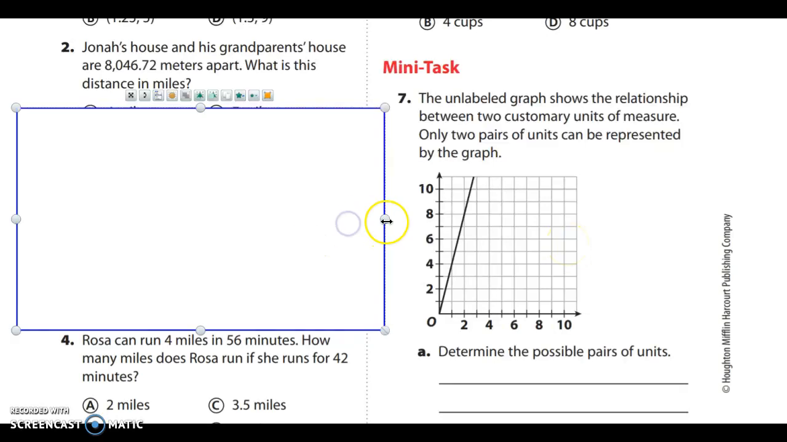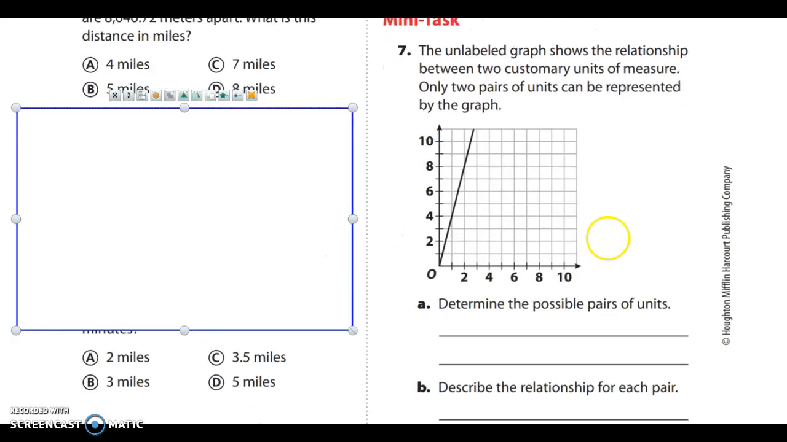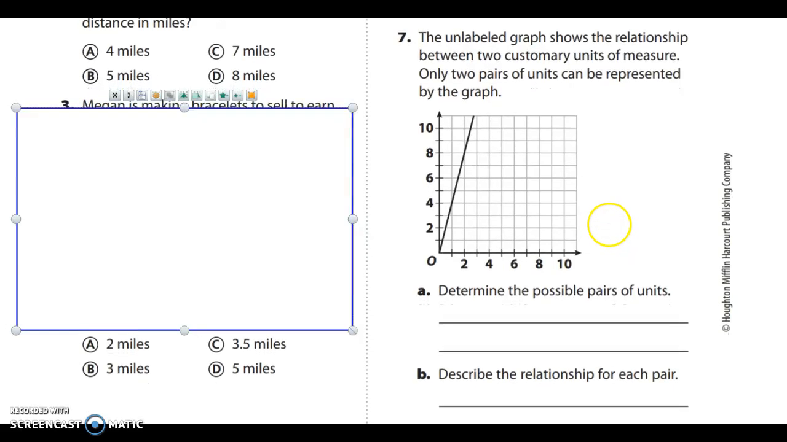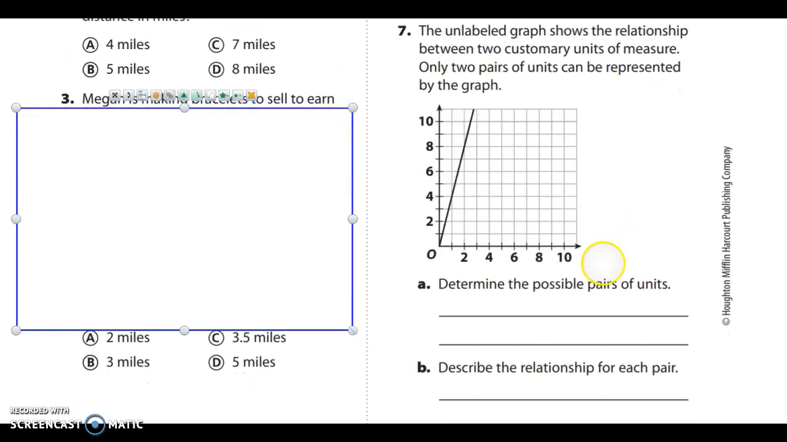All right. Number 7 reads, the unlabeled graph, and by unlabeled it means there's nothing. You're supposed to really have a description here and here, what we're looking at. The unlabeled graph shows the relationship between 2 customary units of measure. Only 2 pairs of units can be represented by the graph. Determine the possible pairs of units.